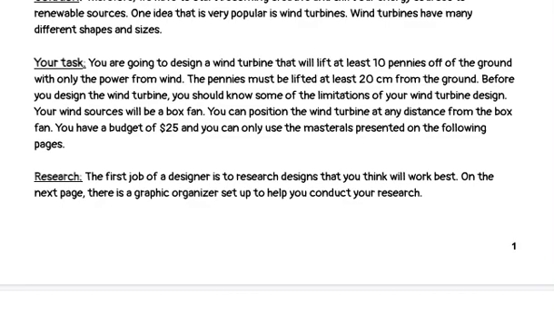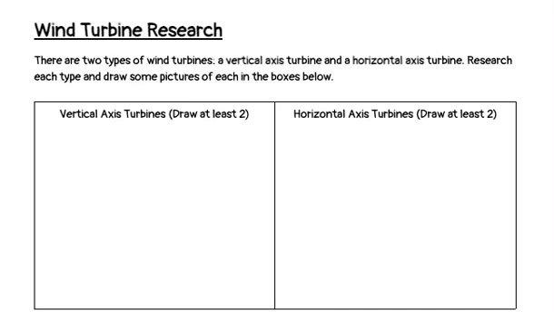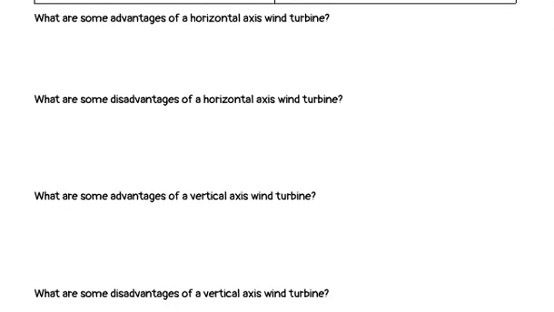The first job of a designer is to research designs that you think are going to work best. On the following page, there is an organizer set up to help you figure out your research. There are two types of wind turbines, a vertical axis turbine and a horizontal axis turbine. You are going to research each type of turbine with your partner and draw pictures of each in the box. Notice you need to draw 2 vertical axis turbines and 2 horizontal axis turbines. After you have drawn them, there are 4 questions for you to answer.